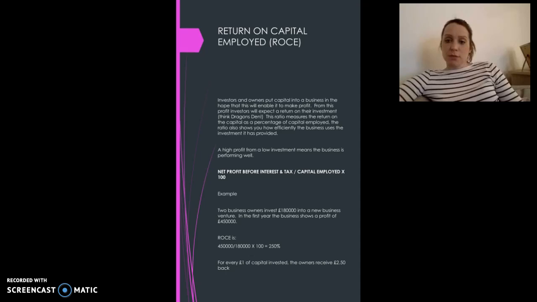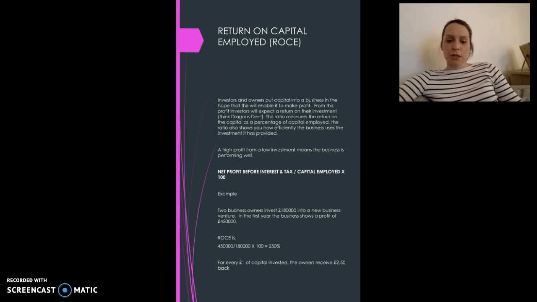So, as I say, this ratio measures the return on the capital that you're putting into the business. Okay, so it's the profit as a percentage of capital employed. And the ratio also shows you how efficiently the business uses the investment it's been provided. So again, it's showing you how your money is working based on the injection of capital that you put in at the beginning. So a high profit from a low investment obviously will mean the business is performing well, and a low profit from a high investment will mean that the business isn't performing well.